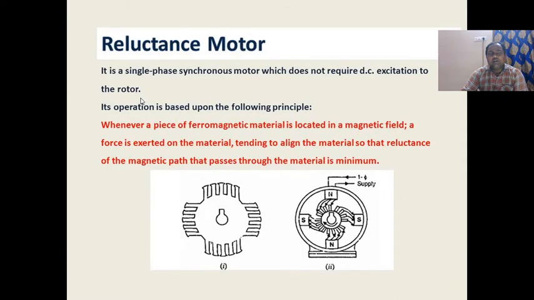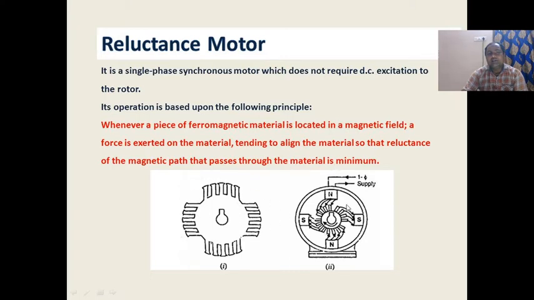What is the principle of operation of the reluctance motor? It is a single phase synchronous motor which does not require DC excitation of the rotor. Normally a synchronous motor needs two supplies, one to the stator and another to the rotor, and the rotor must be excited with DC excitation. But in a synchronous reluctance motor there is no need of DC excitation. This is a big advantage. Its operation is based upon the following principle. Whenever a piece of ferromagnetic material is located in a magnetic field, a force is exerted on the material tending to align it so that the reluctance of the magnetic path that passes through the material is minimum.